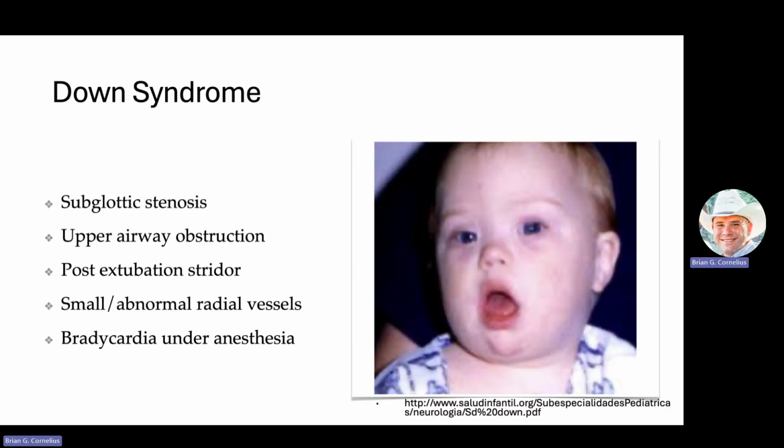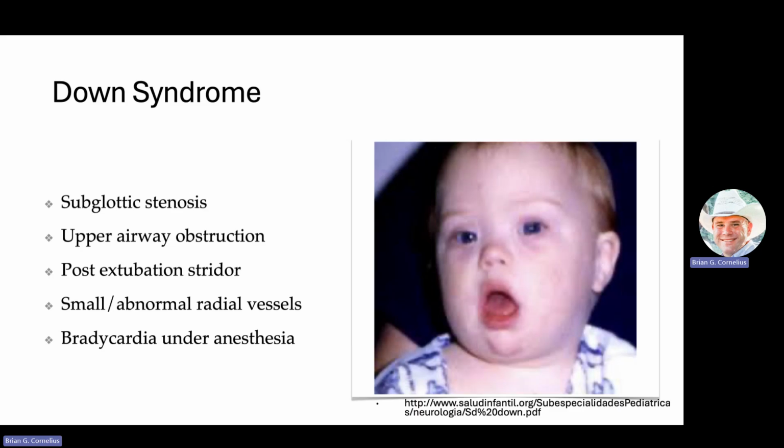Other things that can be problematic with these patients: subglottic stenosis. Because of their associated syndromes, they oftentimes require multiple anesthetics very early on in life, which predisposes them to subglottic stenosis. Because of that large tongue, they're at an increased risk of upper airway obstruction. Because of both those, you may have an increased incidence of post-extubation stridor. So be very cautious with these patients. Again, I would consider waking them up in the operating room and making sure they're fully awake.